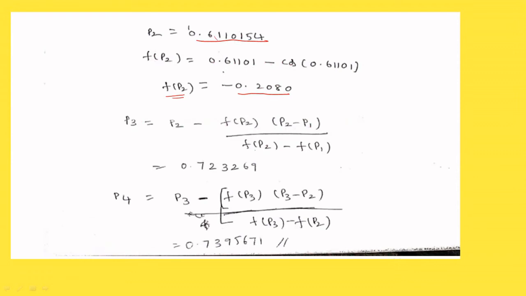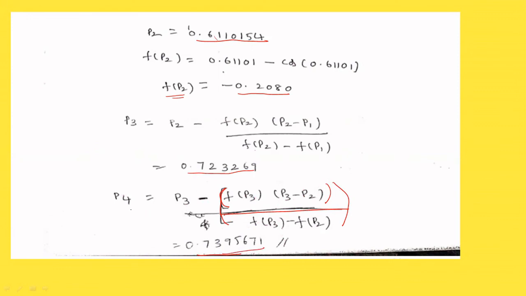So I substituted the P2 value and f of P2, and I got 0.723269. And again, P4. What is P4? P4 is equal to P3 minus f of P3 into P3 minus P2 by f of P3 minus f of P2. If you find this, I got 0.7395671. Similarly, you can find out P4, P5, P6 till you get the desired accuracy.